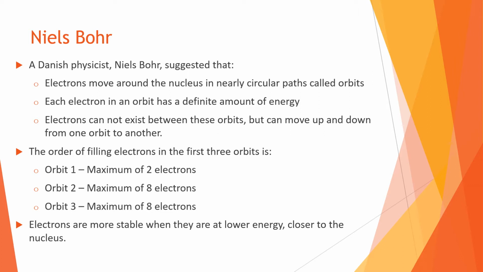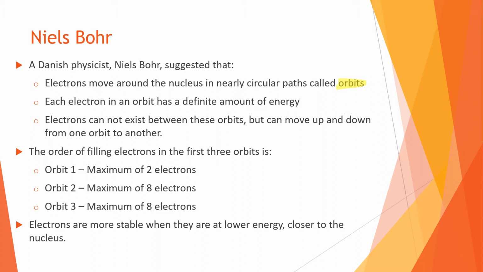Niels Bohr, a Danish physicist, suggested that electrons move around the nucleus in nearly circular paths called orbits. So we learned that. We know atoms have a nucleus and orbits. Each electron in an orbit has a definite amount of energy. So, depending on the orbit that the electron is in, this changes the amount of energy that that electron has.